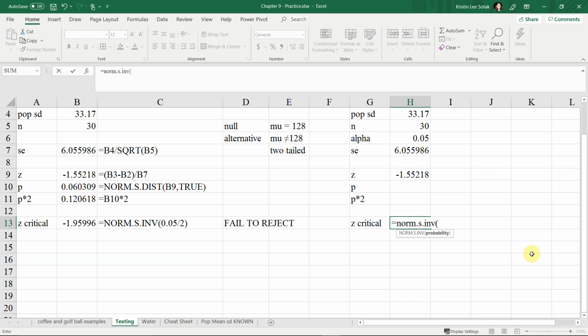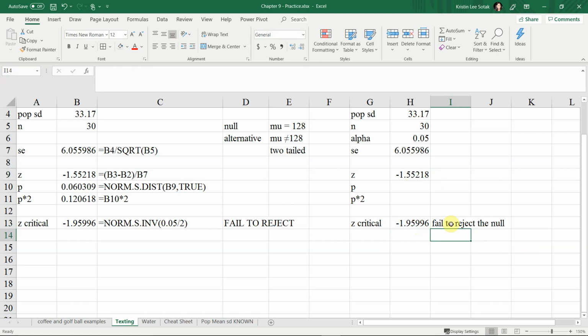So it's asking what is the probability. Well, remember, we're dealing with alpha as 0.05, but it's a two-tailed test, so we have to divide by 2. So 1.95. So that's our critical value region. We look at our value, 1.55, and it does not exceed that. So because it does not exceed that value, we fail to reject the null. So that's our answer right there.